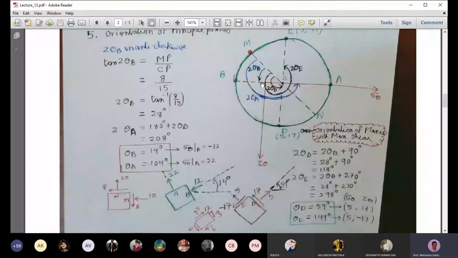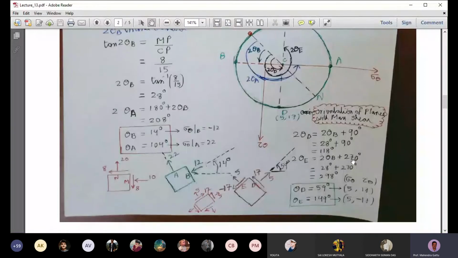And 2 theta E will be, this angle is 270 plus 2 theta B. So 2 theta E is 2 theta B plus 270 degrees, and we get 28 plus 270, which is 298. So taking half of that, we'll get theta D is 59 and theta E is 149. So what does theta D correspond to? It corresponds to the coordinate 5 comma 17.